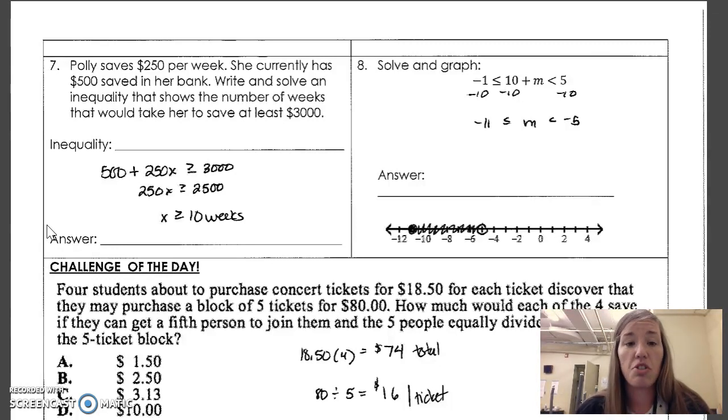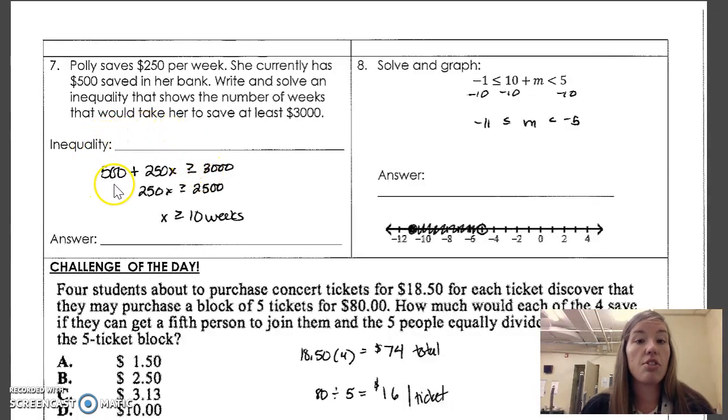Second thing you identify is your total. Your total is this 3,000. That's what you want to get to. So 3,000 is over here. The words preceding 3,000 are "at least." So again, that's the smallest amount that it can be. So that's why it's greater than or equal to 3,000.